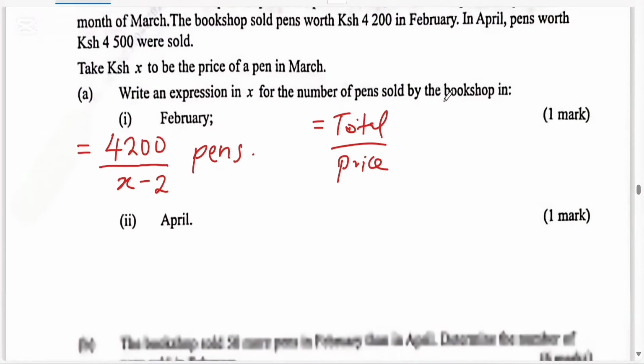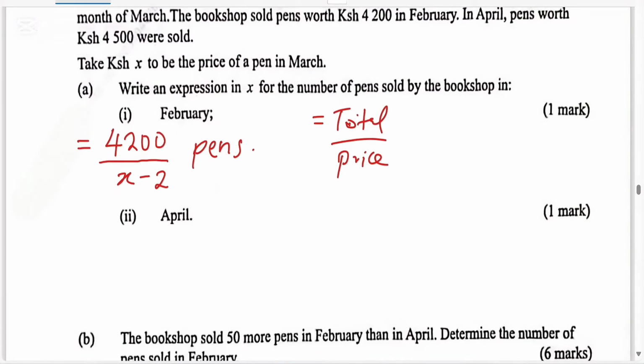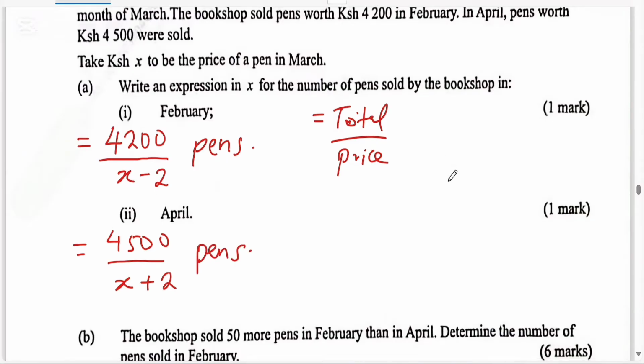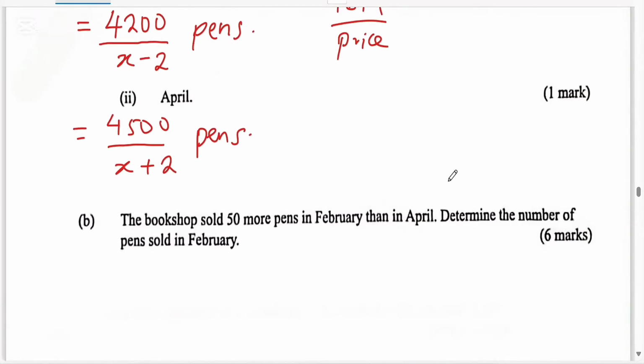Haya, in the month of April, na confuse months pia. Haya, in the month of April aliuza kwa 4,500. Zote aliziuza kwa 4,500 divide by the price, and the price was 2 shillings more than that in March, so over X plus 2. Total amount divided by the current price in that month.